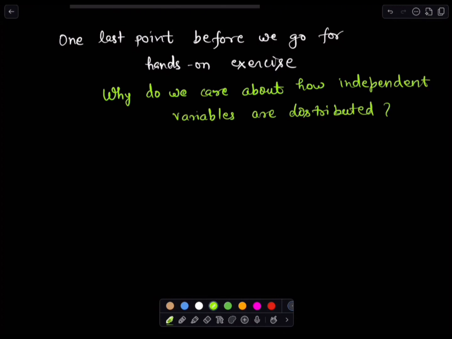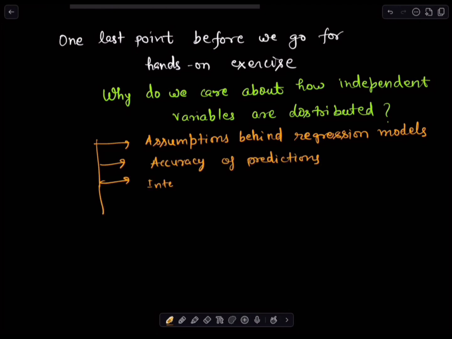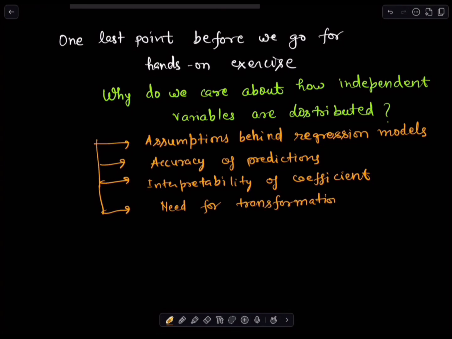So why do we care about how independent variables are distributed? The reason is simple: the distribution of independent variables directly affects the validity of assumptions behind regression models, the accuracy of predictions, the interpretability of coefficients, and the need for transformations or feature engineering.